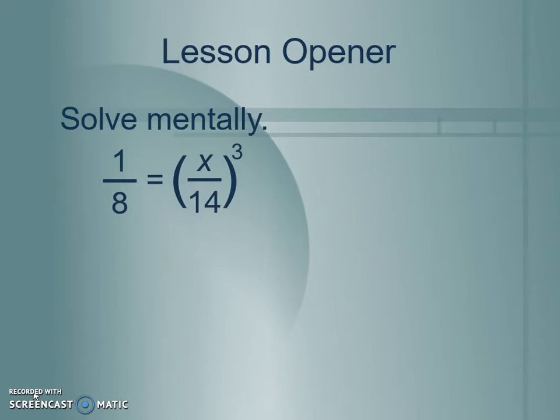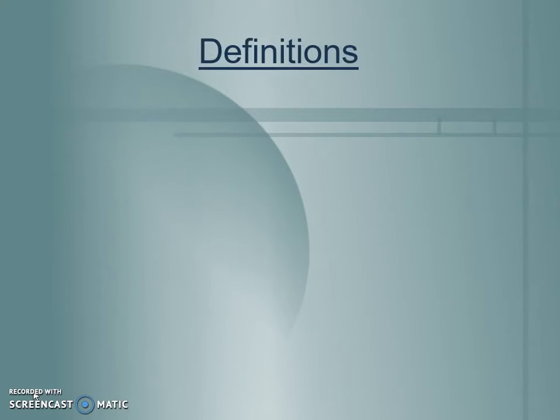And then 1 over 8 equals x to the third over 14. So you would have to cube the x and the 14. Then you could use cross multiplication to solve. You get x equals 7.